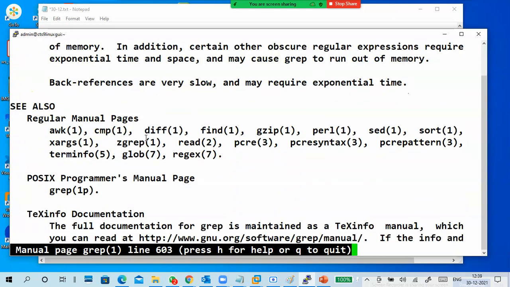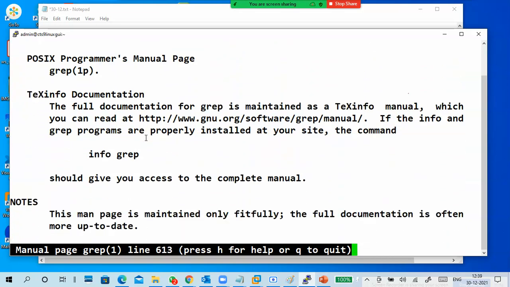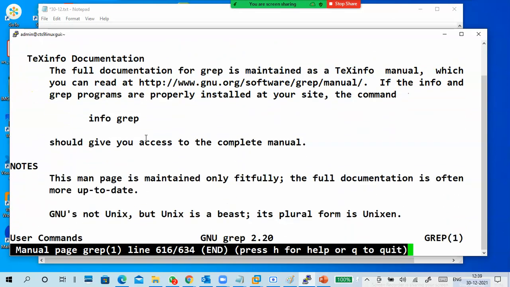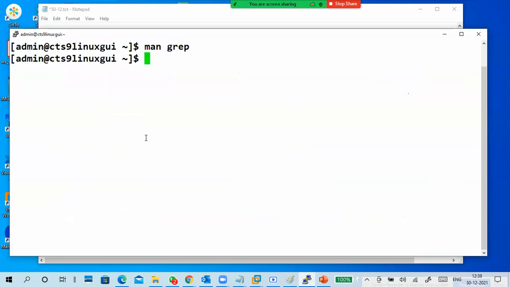There are regular manual pages also. See, then you will get some different type of document, another document you want to get. So that is info grep. Then man grep.